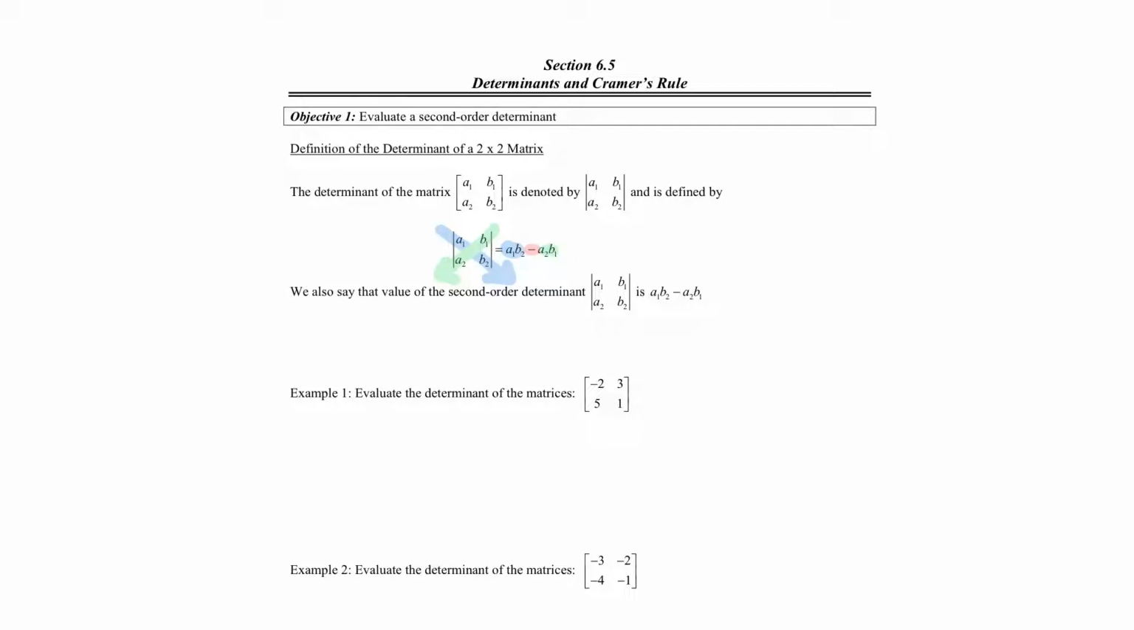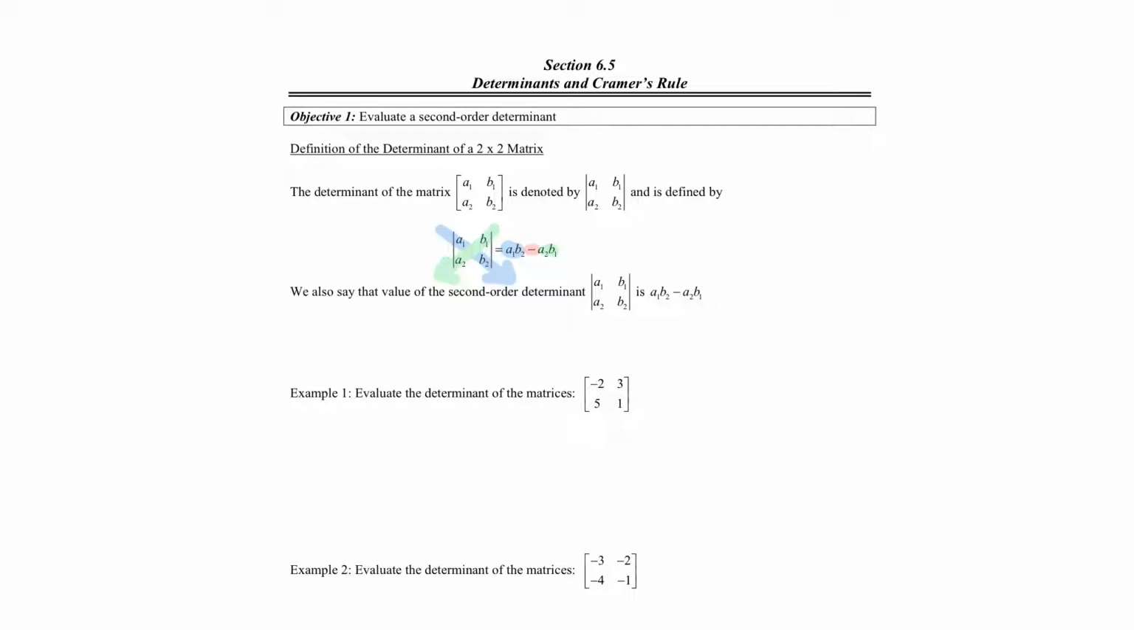So that's going to give me a single real number that's associated with that 2 by 2 matrix, which I find by multiplying in this direction and then subtracting the product going in this direction. Another way of saying it is that the value of that determinant is the difference I find when I multiply a sub 1 times b sub 2 and subtract a sub 2 times b sub 1. And we're calling it a second order determinant because it came from a 2 by 2 matrix. If I was finding the determinant of a 3 by 3 matrix, I would call that a third order determinant. A 4 by 4, a fourth order determinant.